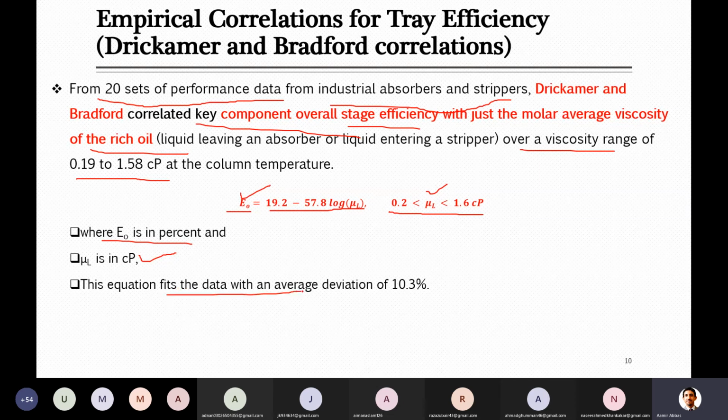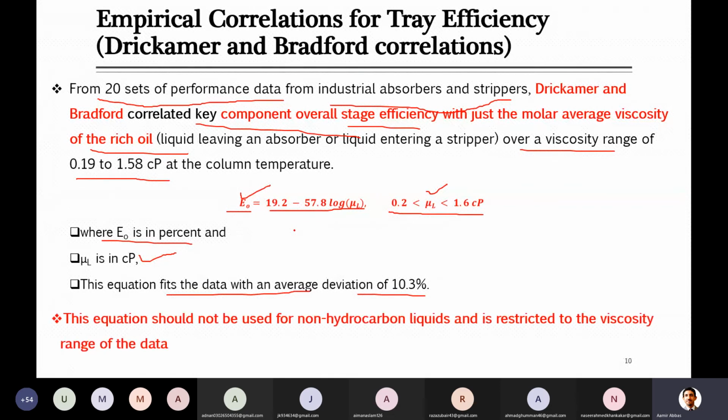So this equation fits the data with an average deviation of 10.3%, meaning your error will be around plus or minus 10% when you use this in these conditions and for hydrocarbons. For a number of systems, it is okay to use. But this equation has two problems. First of all, it cannot be used for non-hydrocarbon liquids. If we are using water, or acid or base kinds of solutions for the removal of some component, then definitely this equation does not help you to predict the efficiency of the column.